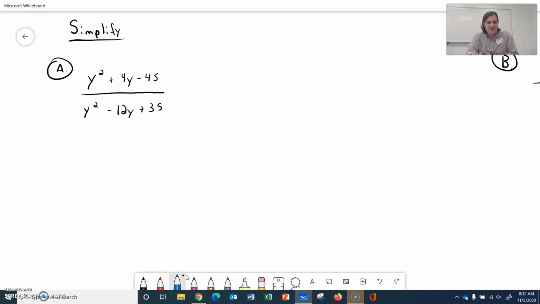So, the first one we have here is the fraction with the numerator y squared plus 4y minus 45, and that's over the denominator of y squared minus 12y plus 35. So our goal here is to try and reduce this if possible.